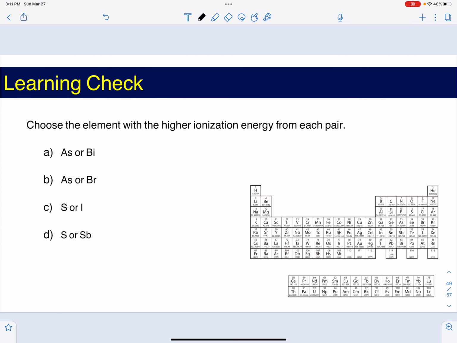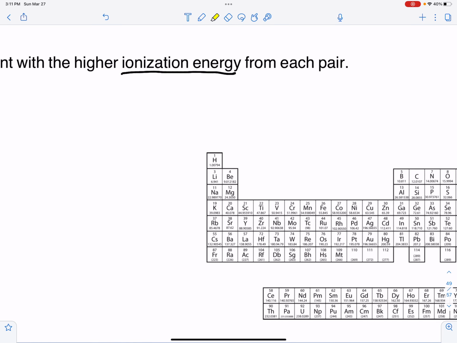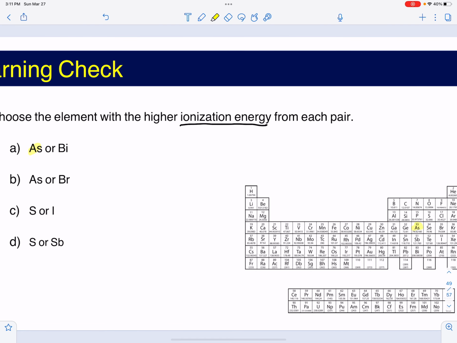What about the ionization energy? To do that, we're going to find out which one is the bigger one first. So arsenic is going to be here, and bismuth is going to be here. So bismuth is the bigger one. So the valence electrons are going to be farther from the nucleus. So those are going to be easier to remove. So it's going to be harder, or higher ionization energy, on arsenic. Arsenic and bromine.